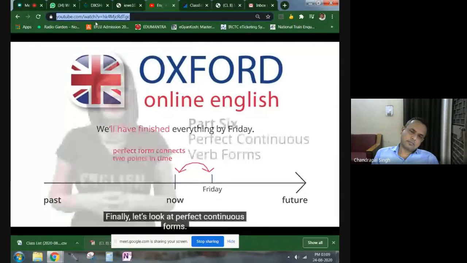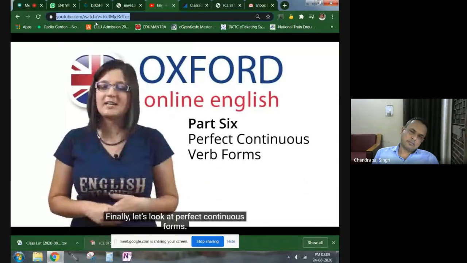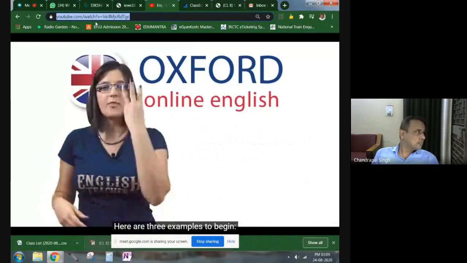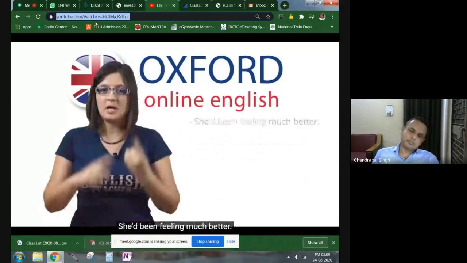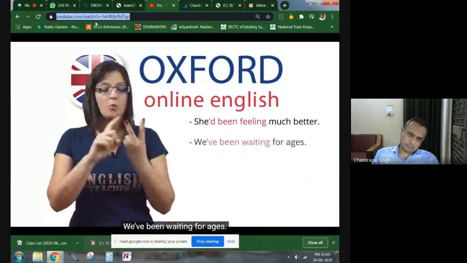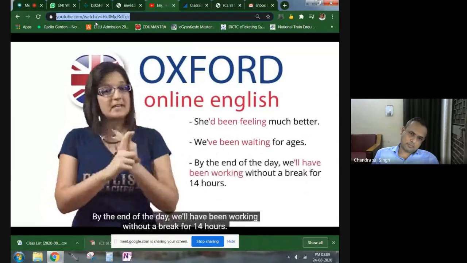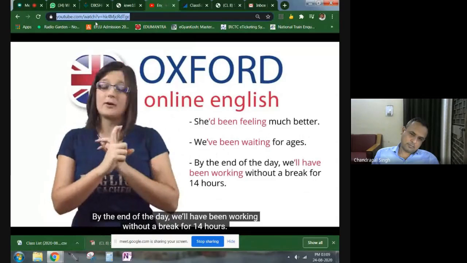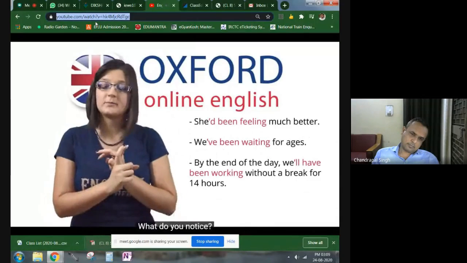Finally, let's look at perfect continuous forms. Here are 3 examples to begin. She's been feeling much better. We've been waiting for ages. By the end of the day, we will have been working without a break for 14 hours. What do you notice?